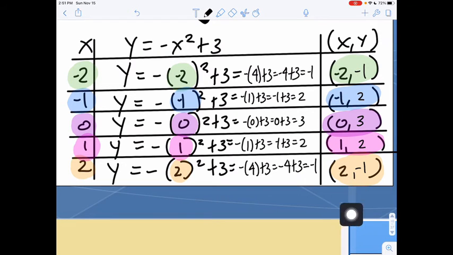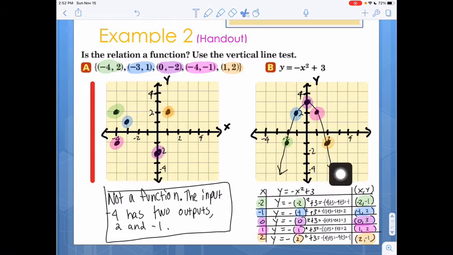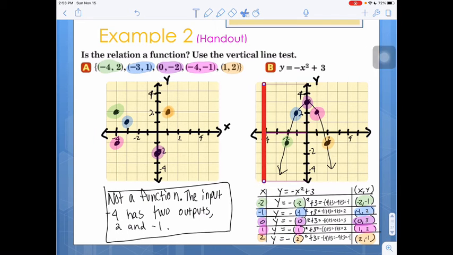Now we're going to plot these 5 points. After we plot the 5 points, we can go ahead and draw a curve or a parabola through them, since this is a quadratic equation. Now we're going to take our vertical line and go across the graph to check if it passes. Again, it doesn't matter which side you start on, just check every time you hit a point. We've hit the green point, it's by itself, the blue point is by itself, the purple point is by itself, the pink point is by itself, and the orange point is by itself. And all the points on this curve, in fact, get hit once at a time.